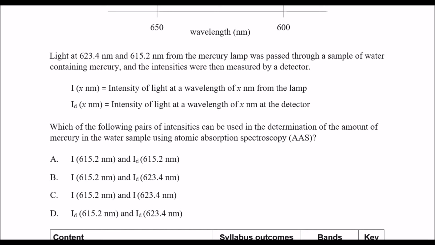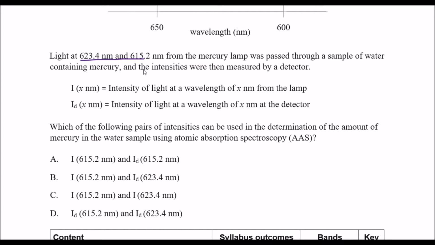This question might be a little bit tricky, but let's explain through it. The two samples we got were these two wavelengths here. For atomic absorption spectroscopy to work, like we said, the cathode lamp produces a specific wavelength that should excite the metal of interest. So we should produce a light at either 623.4 or 615.2.